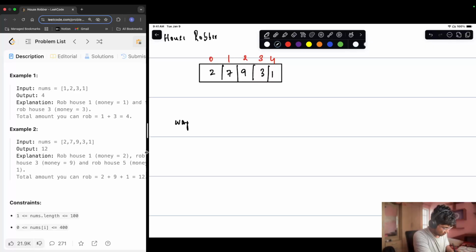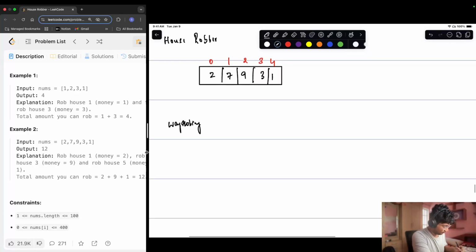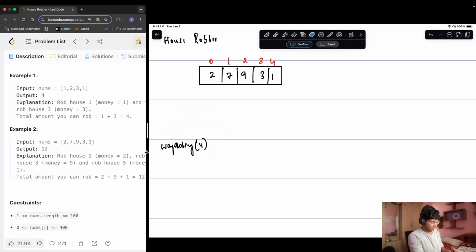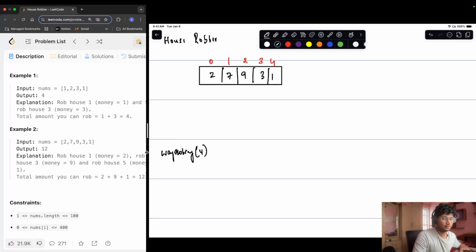So what I'm going to do is, let's say ways of robbing house 4. It can be two ways: either I'm going to pick house 4, or I'm not going to pick house 4. Those are the two possibilities, right? Either I pick it or I don't pick it.